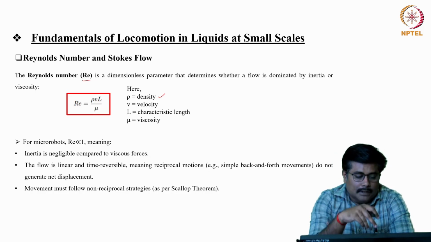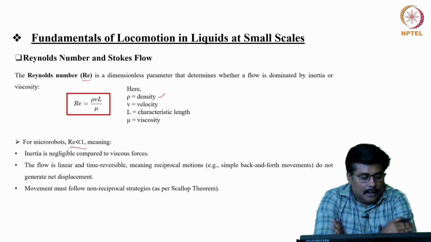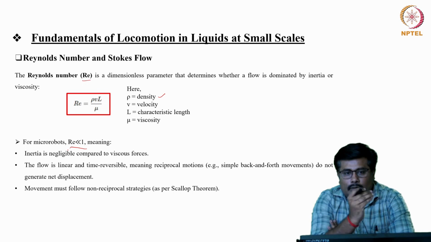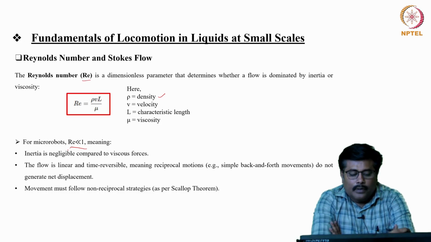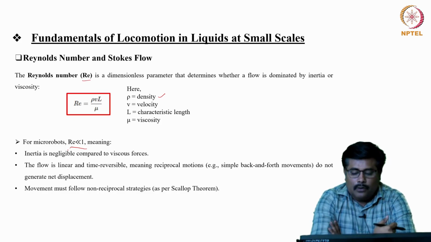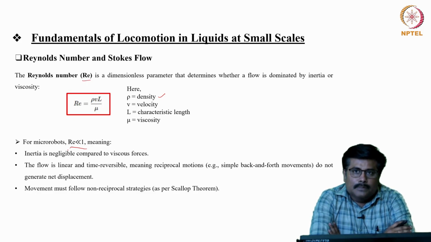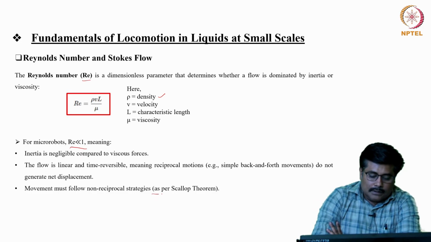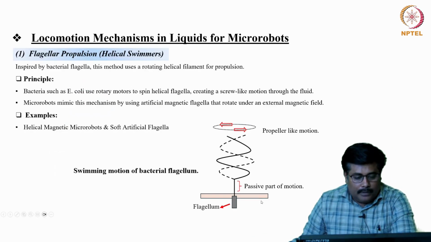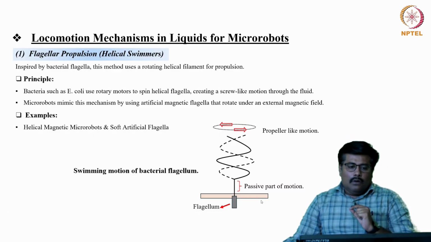In fact, regarding this we have discussed in the first module also. For micro robotics, the Reynolds number is always expected to be less than 1, which means the inertia is negligible compared to the viscous force. Most importantly, the flow is linear and time reversible, which means reciprocal motion does not generate a net displacement. From a movement perspective, the movement must follow non-reciprocal strategies, which we call the scallop theorem.